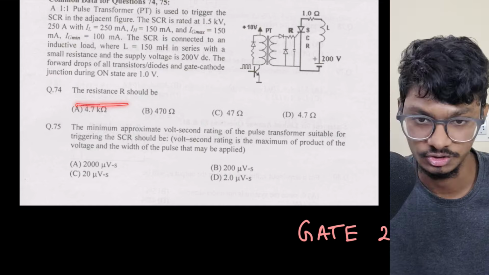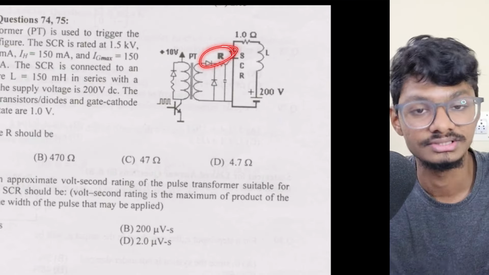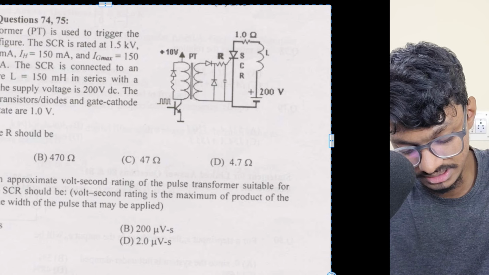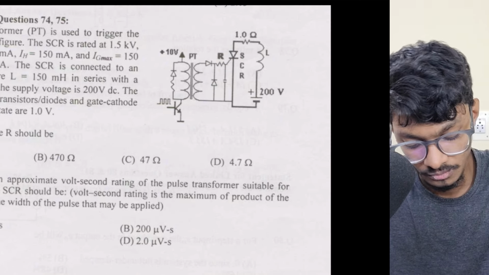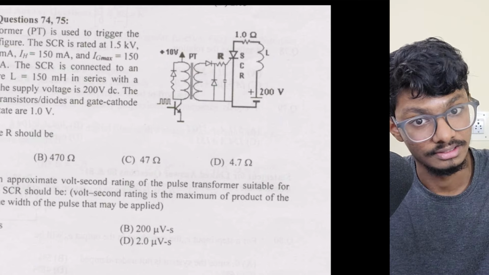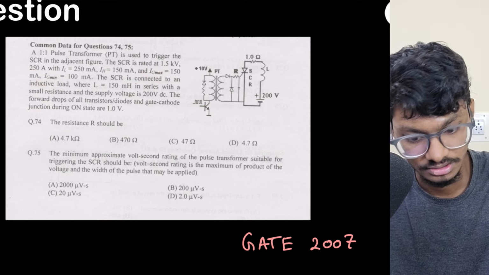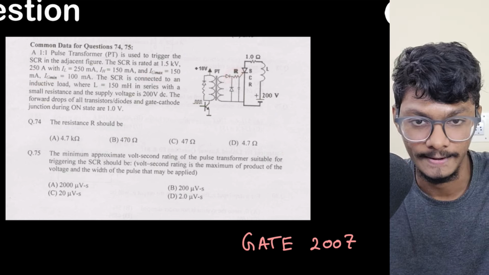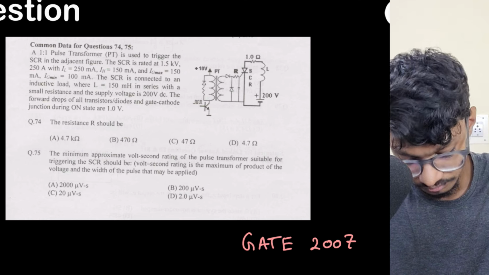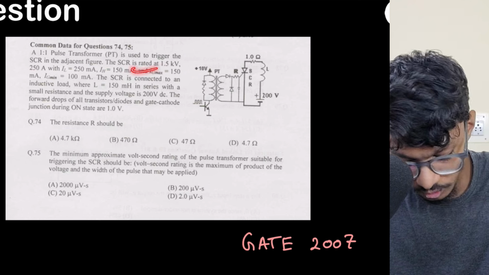Then the resistance R should be, so what value governs this resistance R? Does anode current govern this? No, the anode current is totally independent of this R. Does the SCR voltage? No. Does the gate current? Yes, because I have to limit the gate current within a certain range, and the gate current depends on this R. So the first thing that should strike my mind is to think in terms of gate current. All these are independent of R, but R is dependent on the gate current.